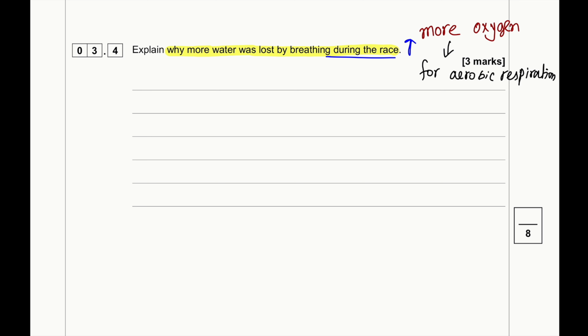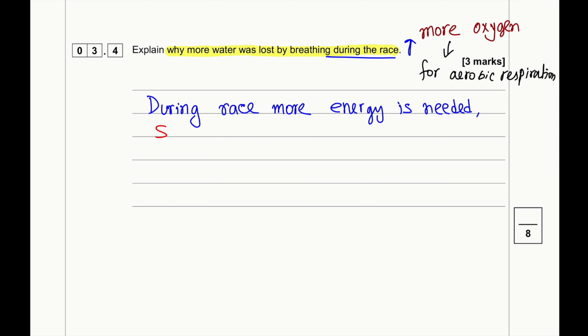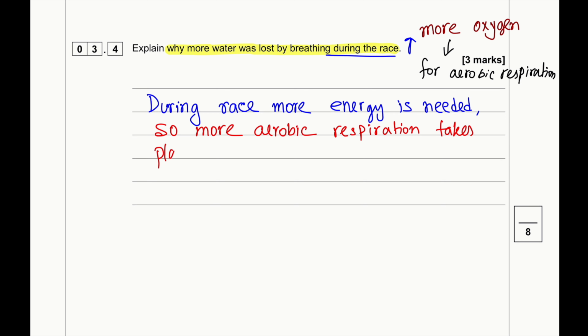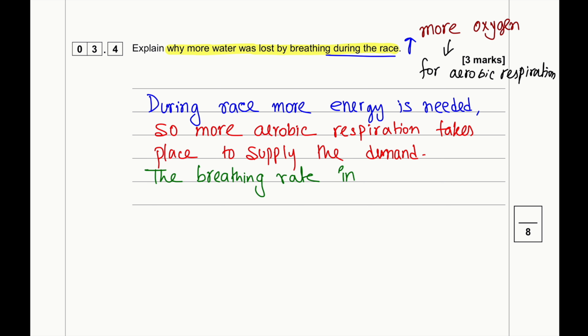During exercise or during the race, more energy is needed, so more aerobic respiration needs to be carried out. As a result, to supply the amount of oxygen needed for the aerobic respiration, the breathing rate needs to increase, which then is responsible for more water lost by the breathing process by evaporation.